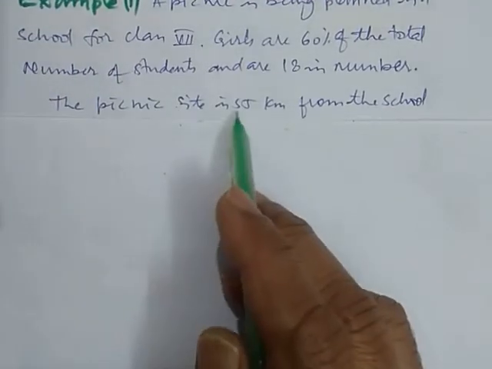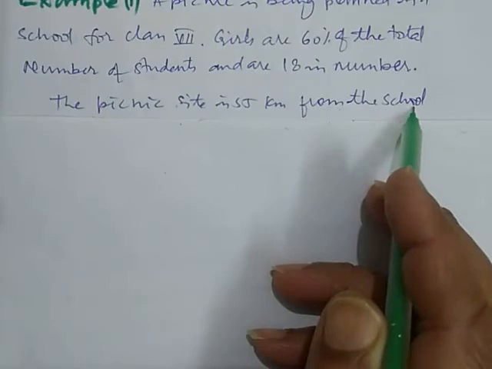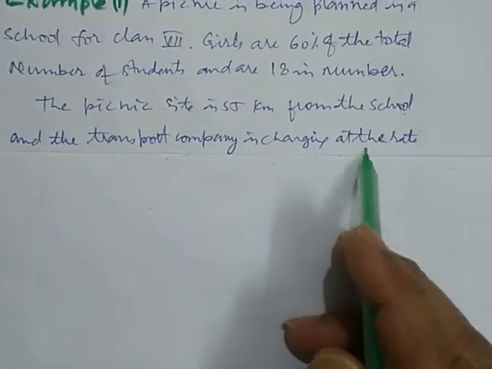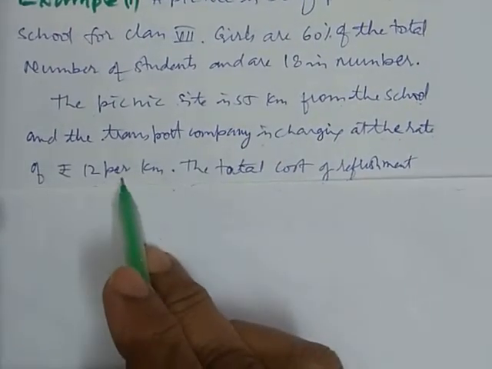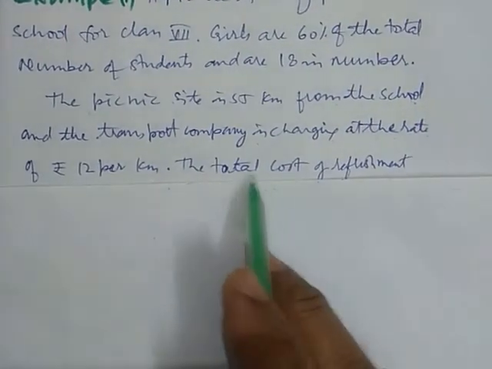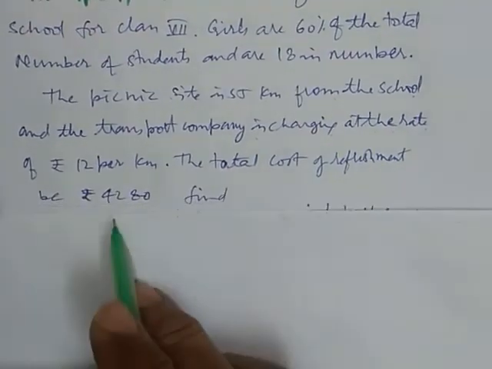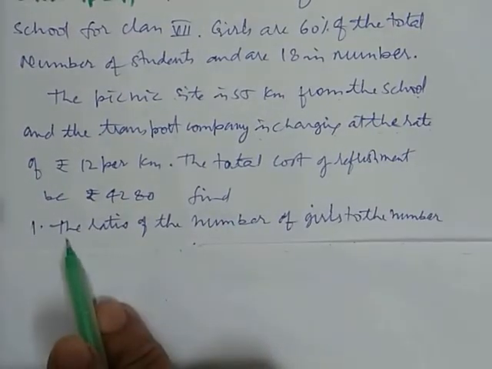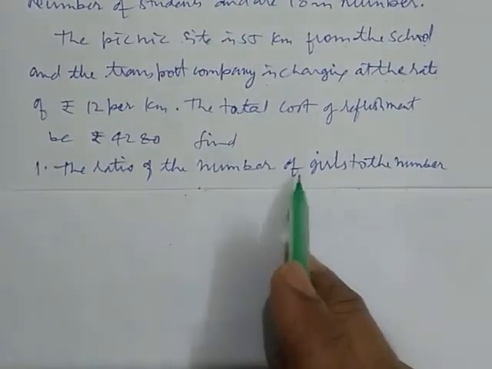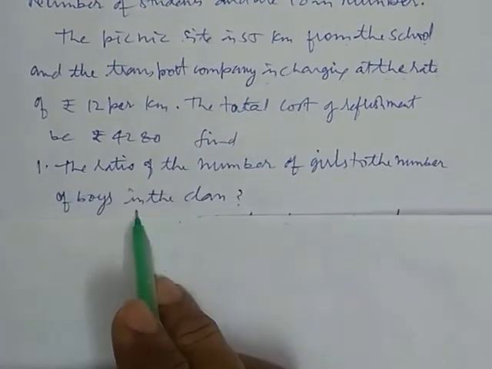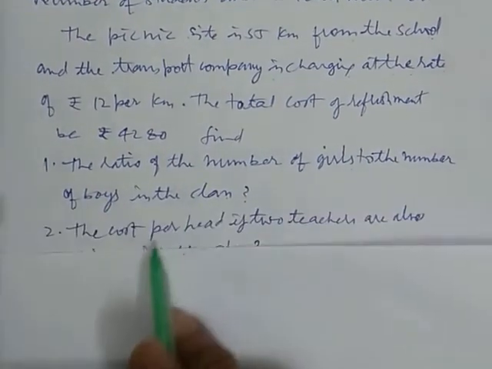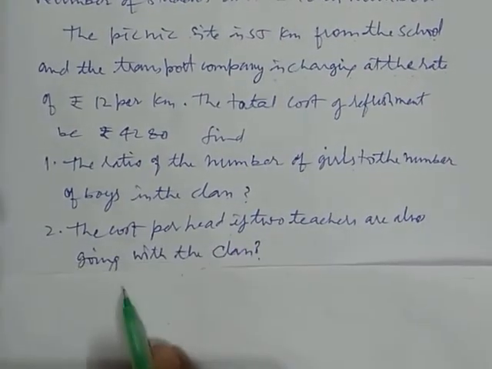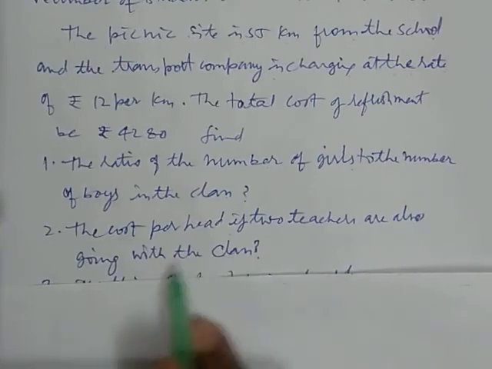The picnic site is 55 kilometers from the school. This is another piece of information. And the transport company is charging at the rate of rupees 12 per kilometer. The total cost of refreshment is rupees 4280. Okay? First, find the ratio of the number of girls to the number of boys in the class. This is the first task. Second, the cost per head if 2 teachers are also going with the class. This is the second task.